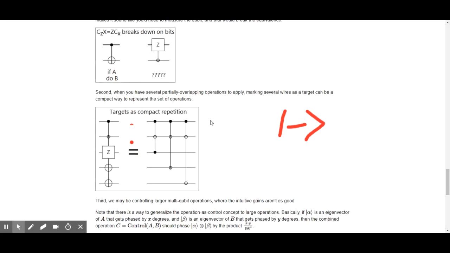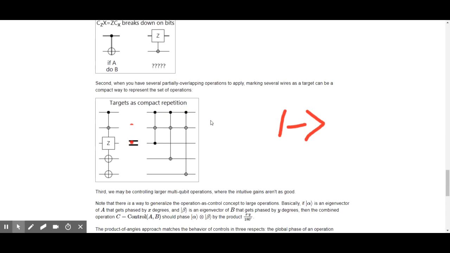Second, when you have several partially overlapping operations to apply, marking several wires as the target can be a compact way to represent the set of operations.